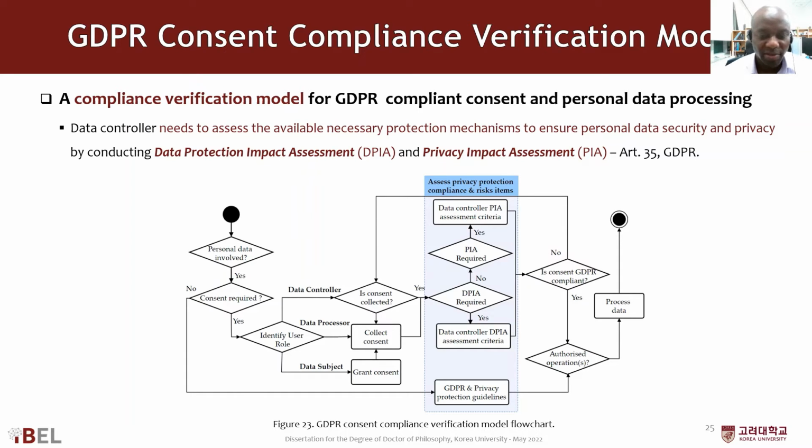The data processor has to collect the consent from the data subject. And then the data controller will verify whether the data protection impact assessment has been performed or not. If yes, they have to check whether the privacy impact assessment has been satisfied or not. And finally, they check whether all the GDPR compliance related requirements are satisfied. Finally, they check if the user is authorized to perform such an operation. If all the conditions are satisfied, they can authorize the processor to perform the processing on the personal data.